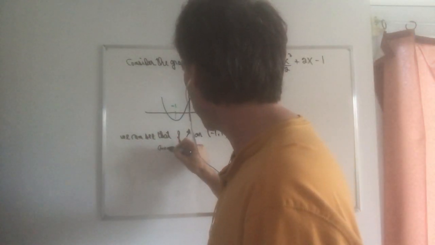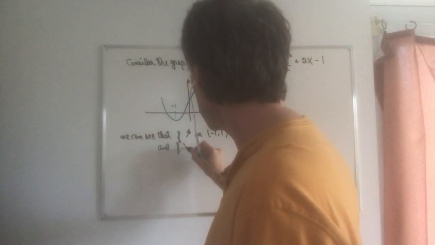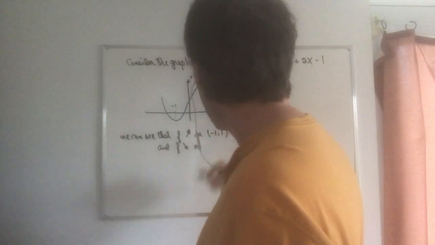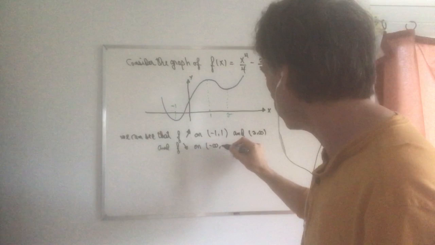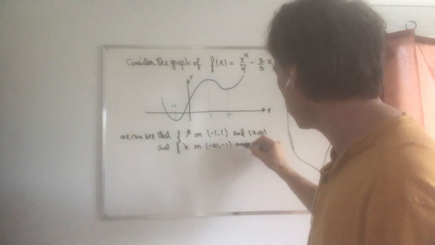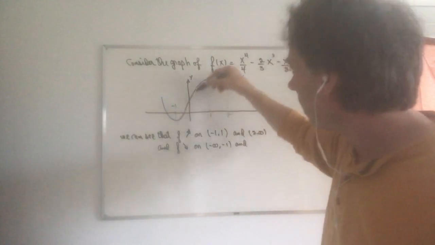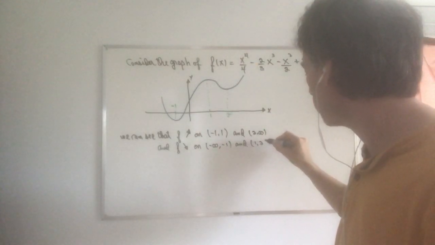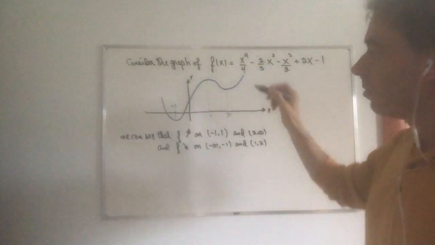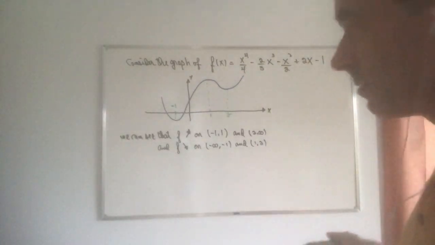And f goes down on -∞ to -1. And then it goes back up, and then it goes down from 1 to 2, and then it goes back up to infinity again. So the graph is actually quite self-explanatory.